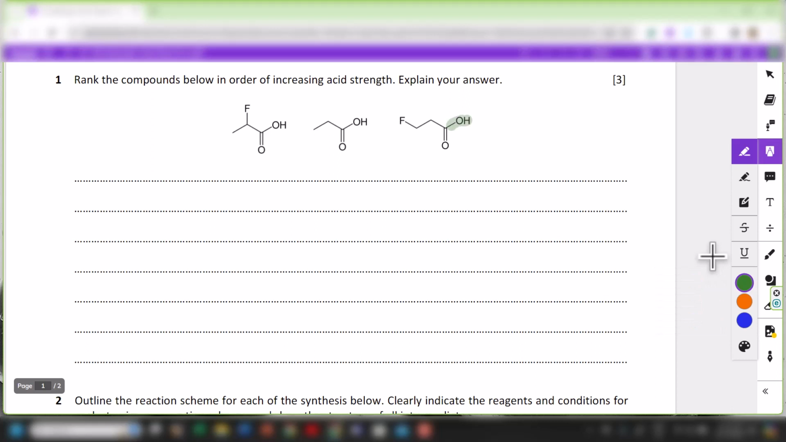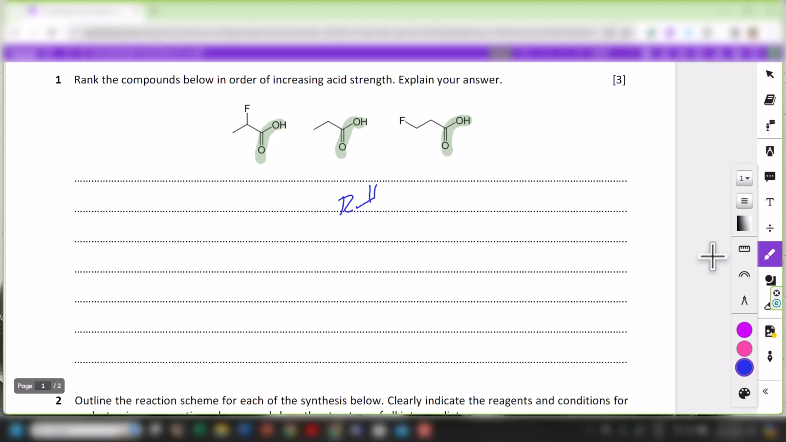From the functional group present, you notice that they are all carboxylic acids. Basically, the generic form of a carboxylic acid looks something like this. It partially ionizes to give you the carboxylate anion and H plus. Usually the benchmark we look at is ethanoic acid, which has a pKa of about 4.8 to 5. So why is it that carboxylic acids tend to be acidic?